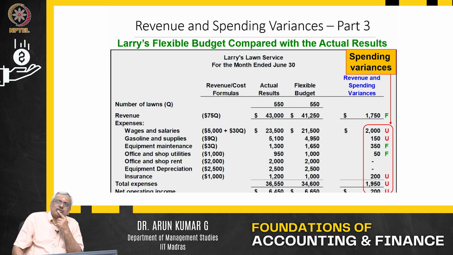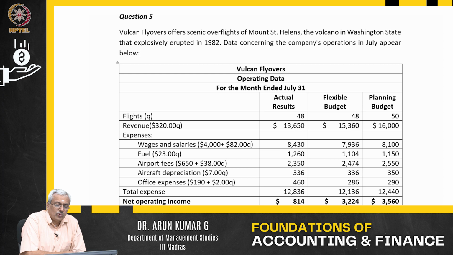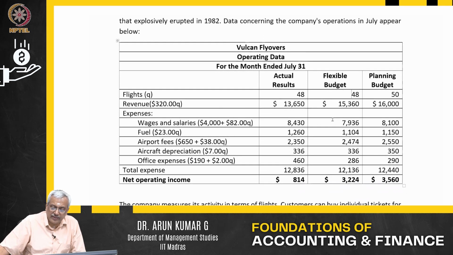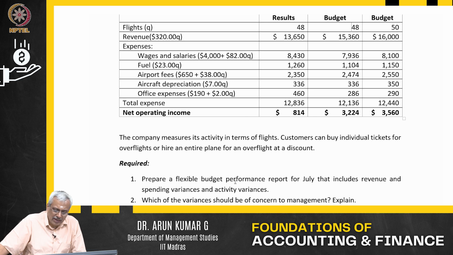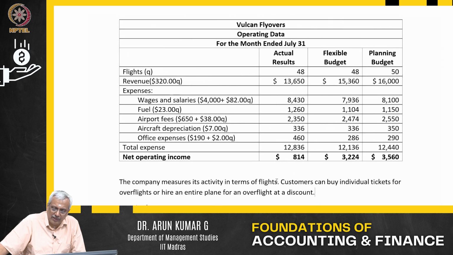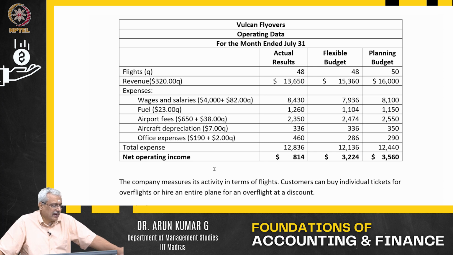Let us see if we can work on some numericals from this part. Let's take two examples. Vulcan Flyovers offers scenic overflights on Mount St. Helens, the volcano in Washington state that explosively erupted in 1982. Data concerning the company's operations for the month of July appear as below. They have also given you the flexible budget in this case. Now just prepare a flexible budget performance report for July that includes revenue and spending variances and activity variances. Of course, which variance should be of concern to the management, explain; let's worry about it as we go along. Let us see if we can work on these.